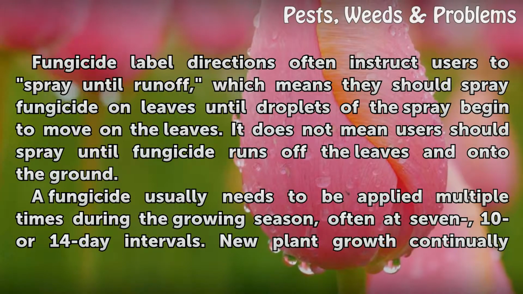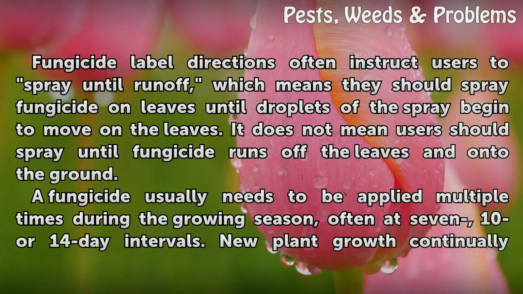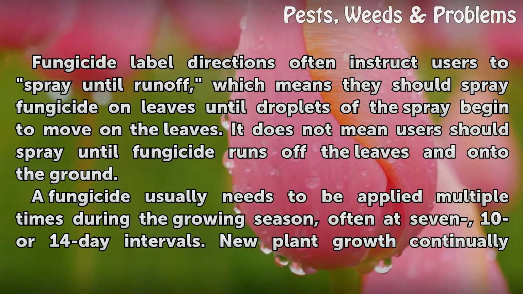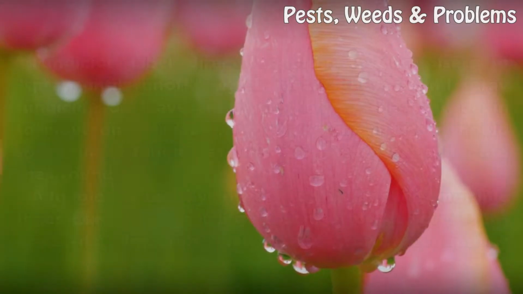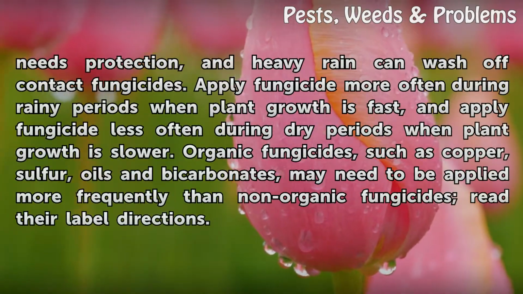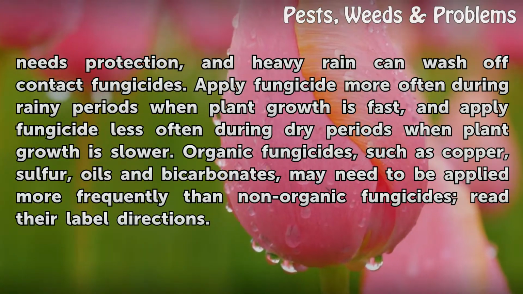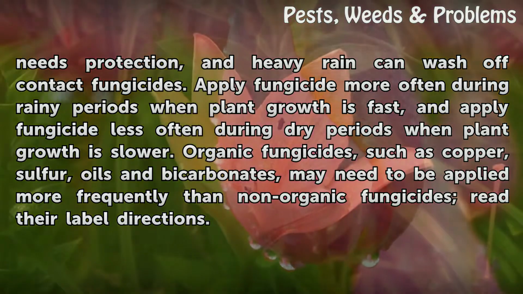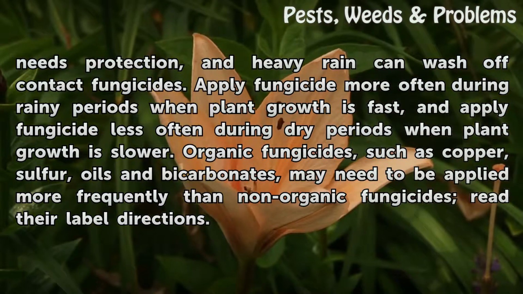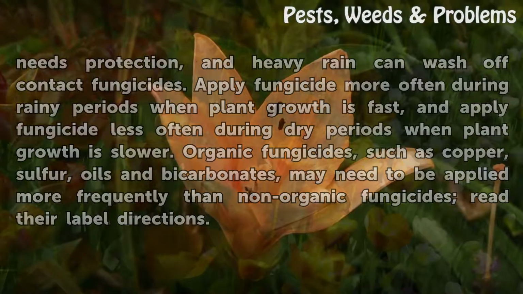A fungicide usually needs to be applied multiple times during the growing season, often at 7, 10 or 14-day intervals. New plant growth continually needs protection, and heavy rain can wash off contact fungicides. Apply fungicide more often during rainy periods when plant growth is fast, and apply fungicide less often during dry periods when plant growth is slower. Organic fungicides, such as copper, sulfur, oils and bicarbonates, may need to be applied more frequently than non-organic fungicides. Read their label directions.